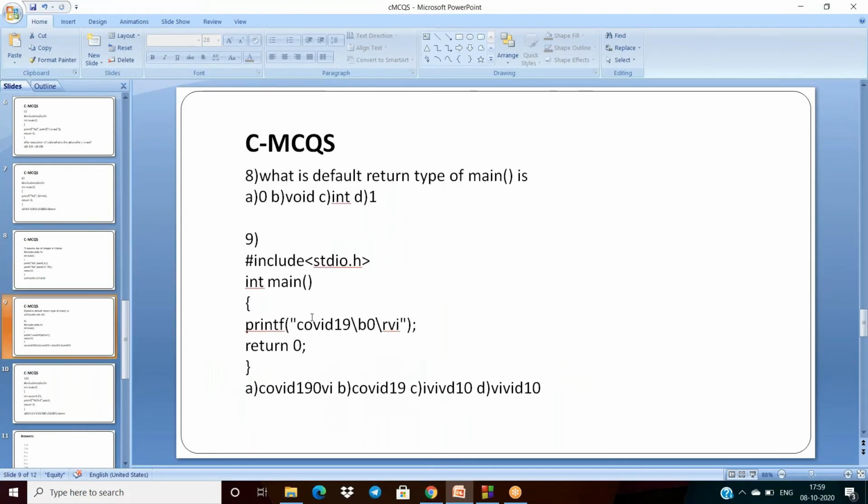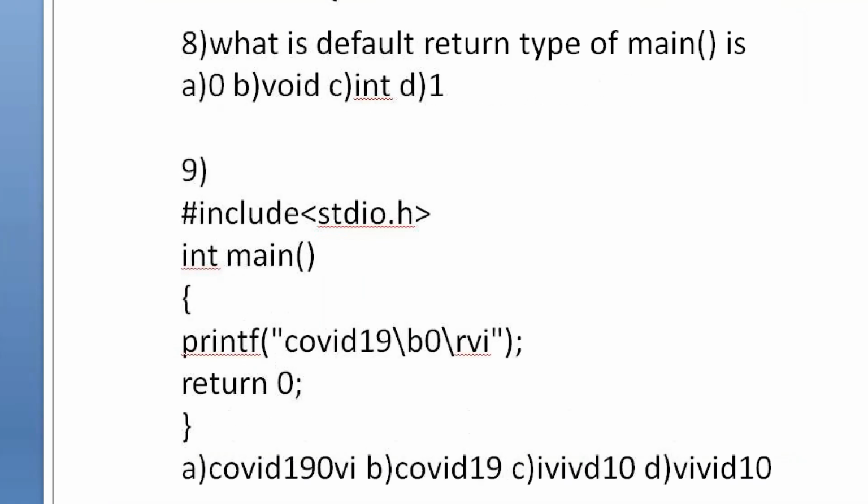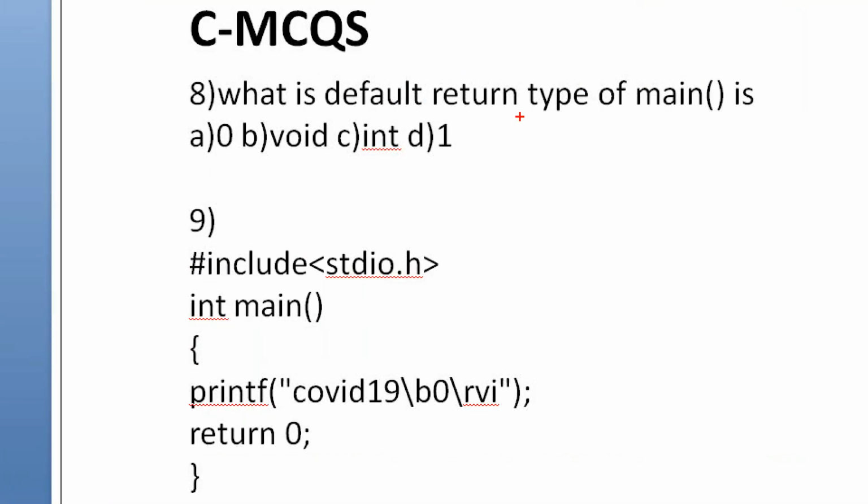Okay. And next, what is the default return type of main? Default return type of main is integer. Why? Because generally main is a function. So function can provide the feature of reusability. Function should provide the feature of what? Reusability.